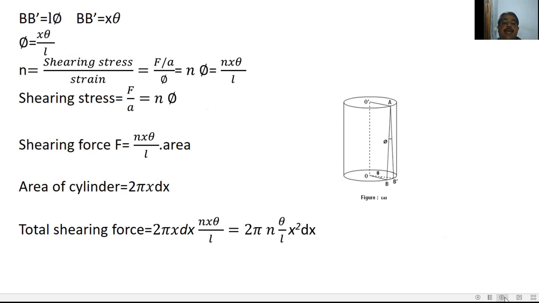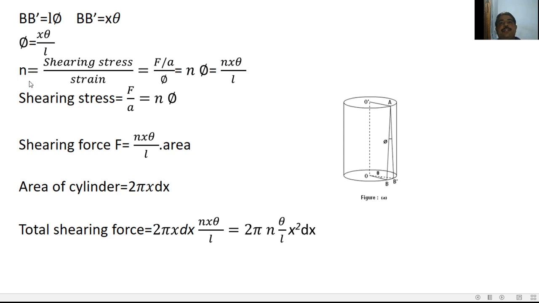Now, the angle through which this hollow cylinder is sheared, angle BAB dash, is equal to phi. Then BB dash is equal to L phi, and BB dash is equal to x theta. Comparing these two equations, phi is equal to x theta by L.